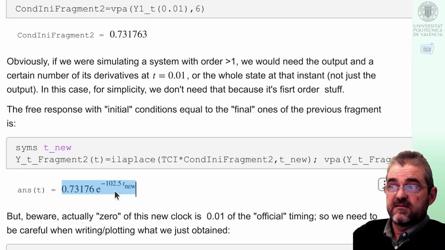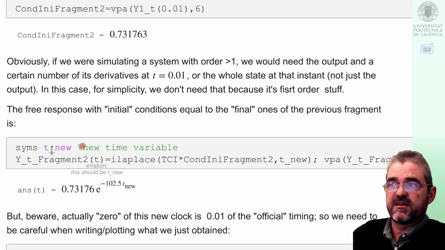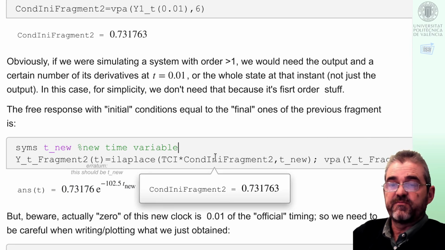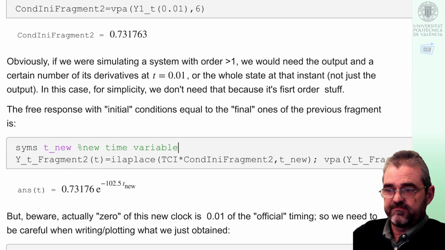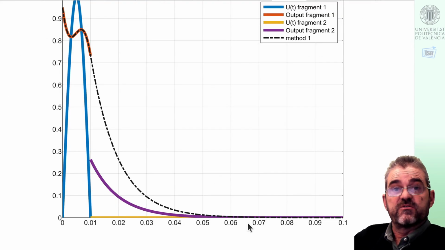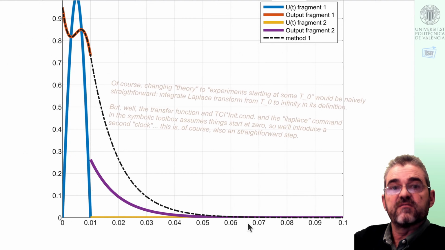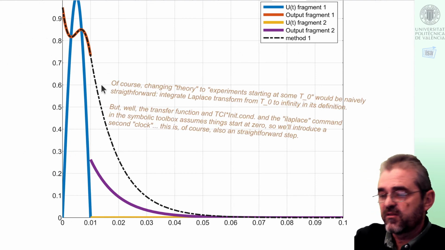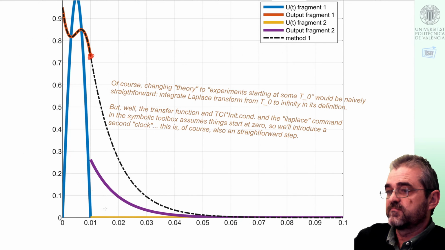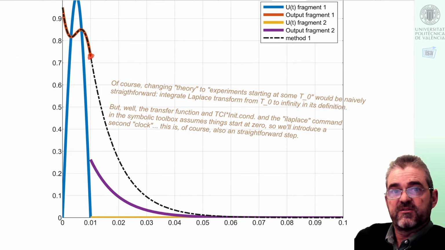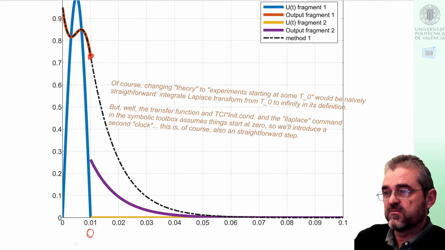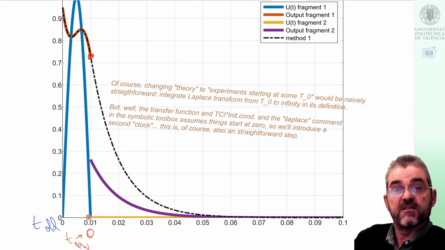But look that I explicitly indicated that I have a new time variable. Why? Well, because the differential equation solvers and the theory of initial conditions think that in here, which is the initial condition instant, the clock must read 0. So I need a new clock that reads 0 in this instant, so that the inverse Laplace gives me a result according to the theory.